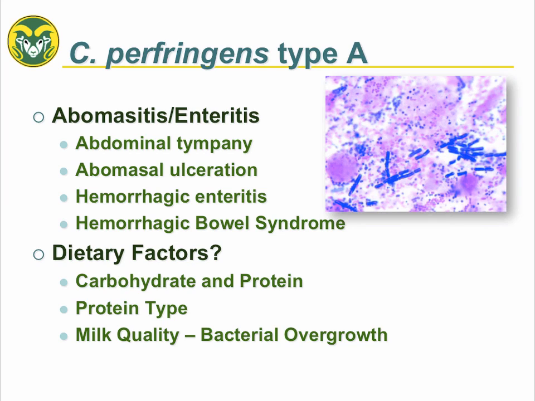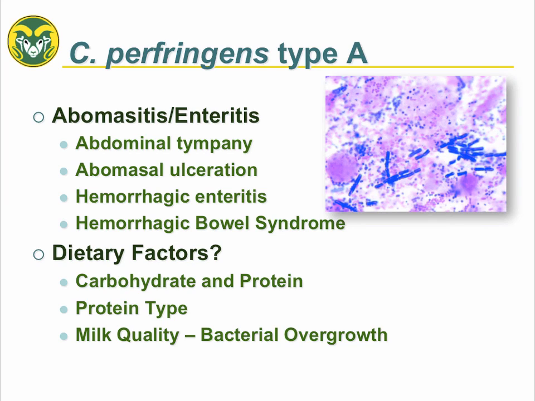There is some evidence that Clostridium may be involved with hemorrhagic bowel syndrome, but it's hard to prove that it's a cause. Dietary factors, carbohydrate and protein in the diet. The protein type may be a factor here. Milk quality, bacterial overgrowth in the milk, so dairy. They're taking bulk tank milk, they put it in drums, the drums sit for 12 hours, the Clostridium overgrows in the drums of milk, they go feed it to the calves, calves get Clostridial disease.